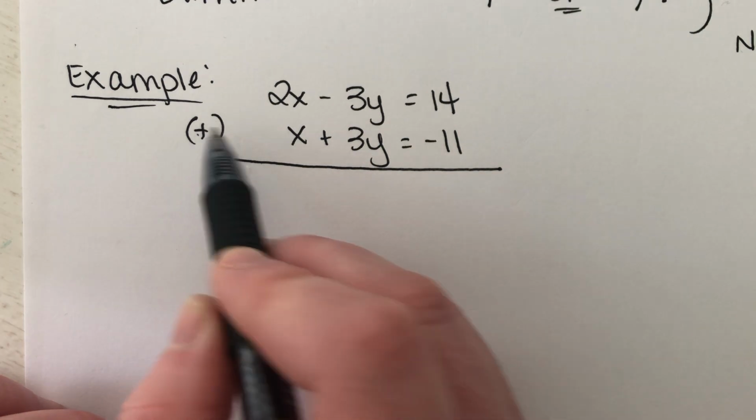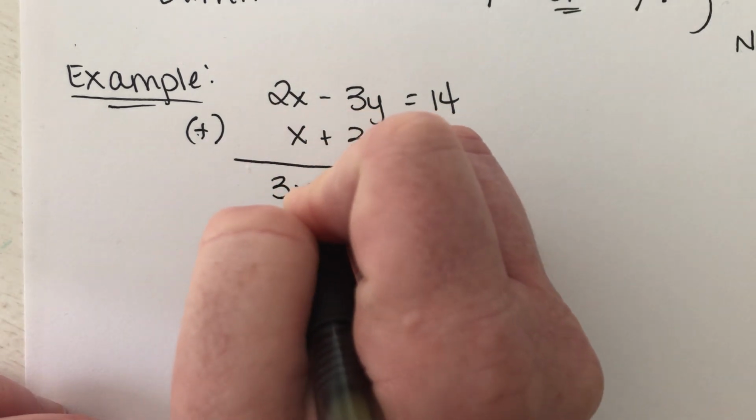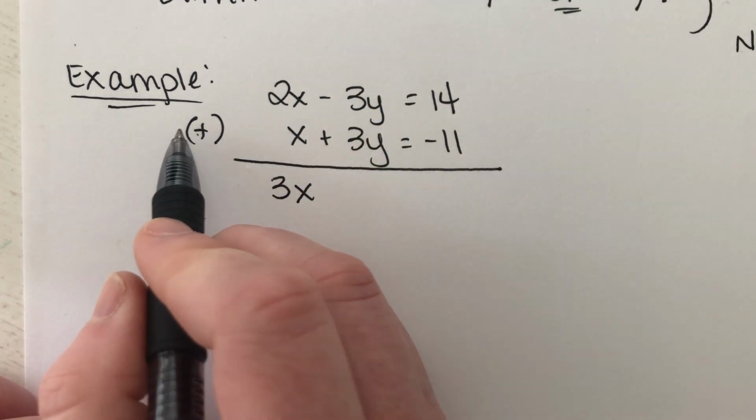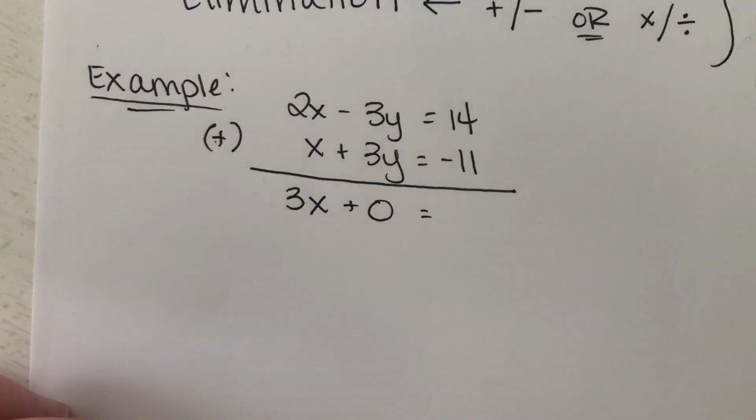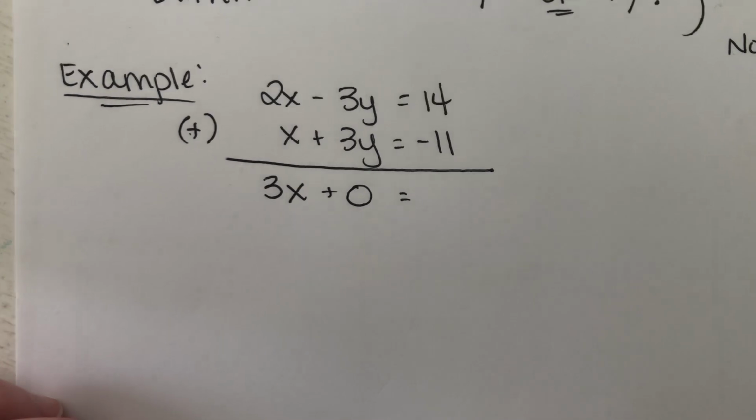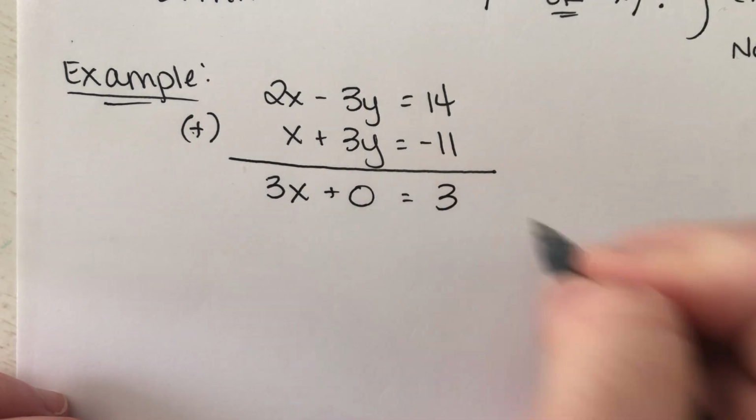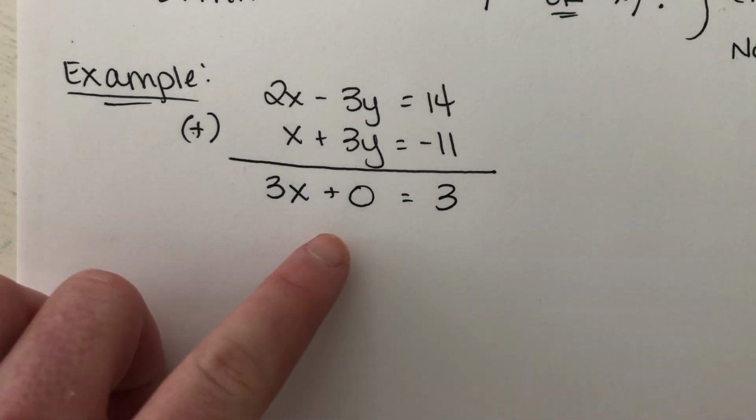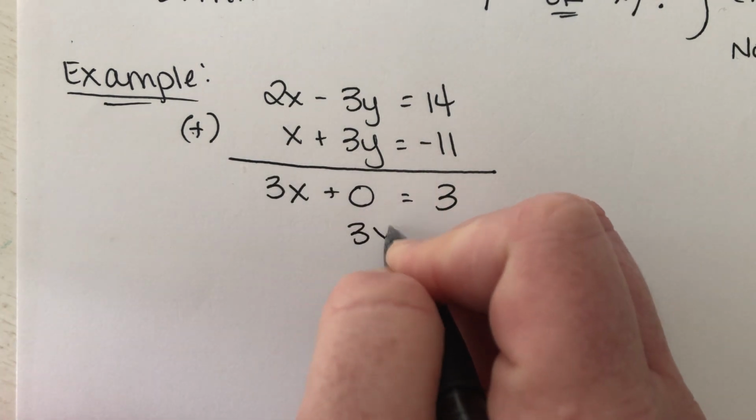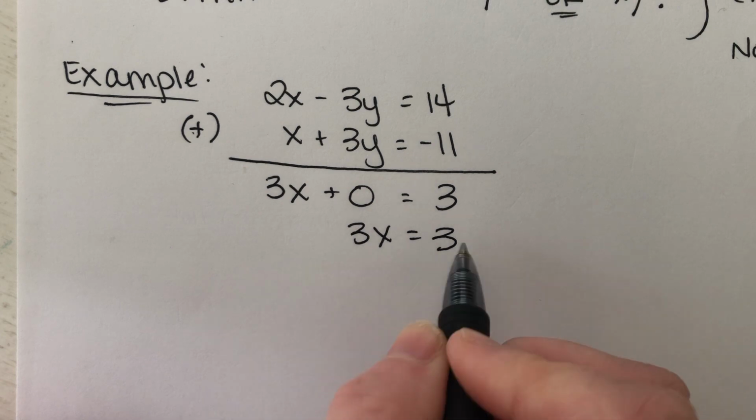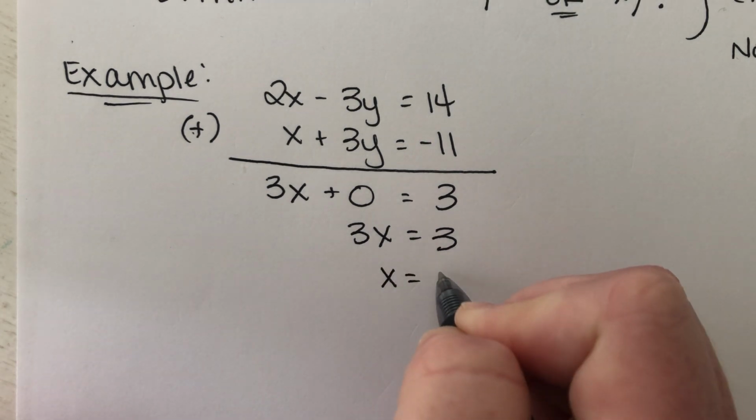So 2x plus x gives me 3x. Negative 3y plus 3y just gives me 0. And 14 plus negative 11 gives me 3. Right? So I just eliminated my y variable. So now I can solve for x. 3x equals 3. Divide both sides by 3, and x equals 1.